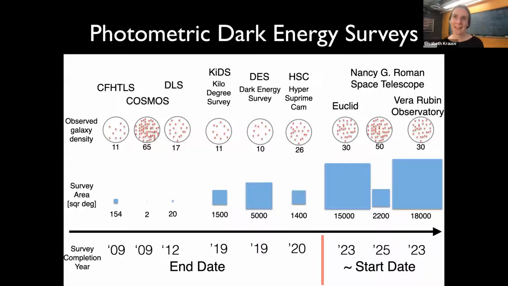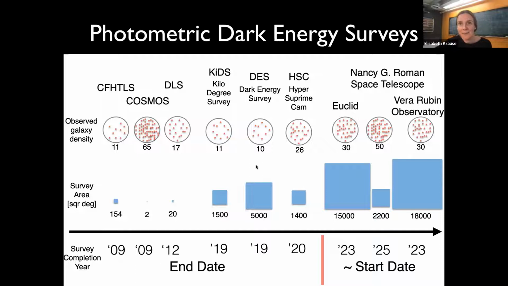So for that, let me give you some context of photometric dark energy surveys, where I'm showing different generations of surveys here, ordered by their start or end date on the x-axis, and then I visualize them in terms of survey area on the sky by the blue squares. And the small red dots indicate the observed galaxy density in terms of galaxies per square arcminute. So that gives you some idea of the depth of the survey.